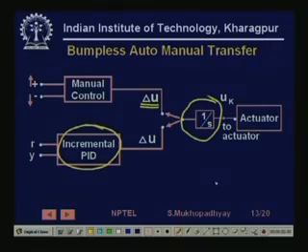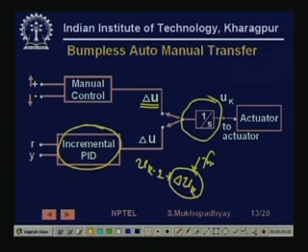But suppose the PID control is implemented in a form which is known as the incremental PID form, and it gives you delta U. So now what is going to happen? Suppose up to U(k-1) you were in manual. Now suddenly, between the time instance k-1 to k, you have flicked the switch to auto. So what will happen is that now U(k-1) plus delta U(k) will be added to the actuator, and this delta U(k) will come from the auto mode.